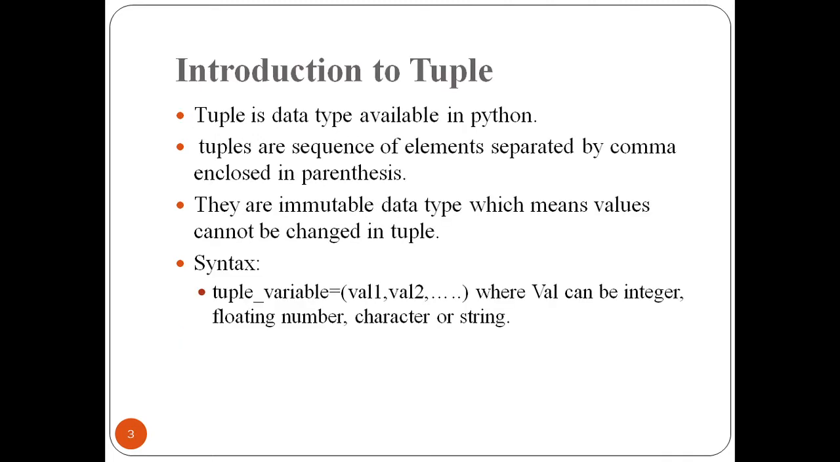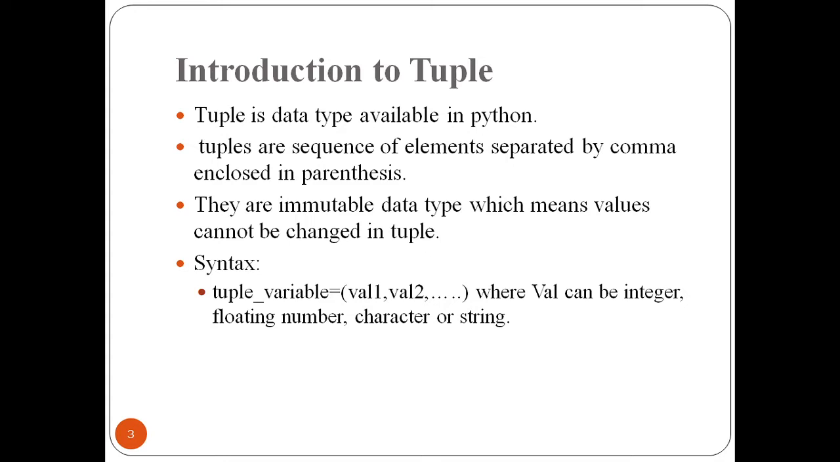First, introduction to tuple. Tuple is a data type available in Python. Just like a list, a tuple is also a data type. A tuple is the same as a list: it's a sequence of elements separated by commas, enclosed inside parentheses. In a list, we enclose all the items in square brackets, but in a tuple we enclose them inside parentheses. That's the only difference between a tuple and a list in the initialization part.